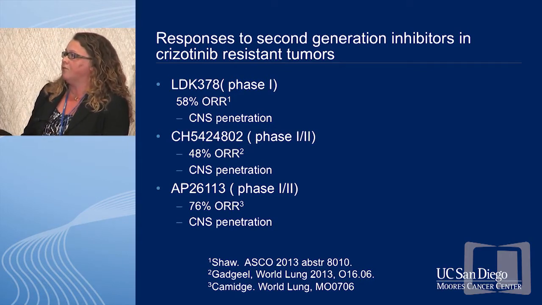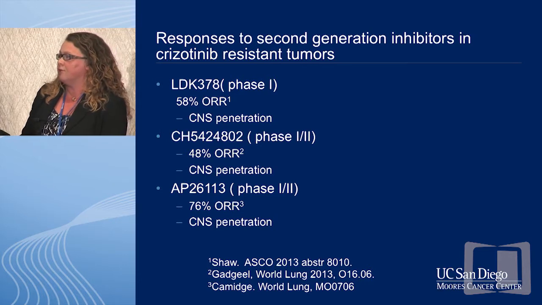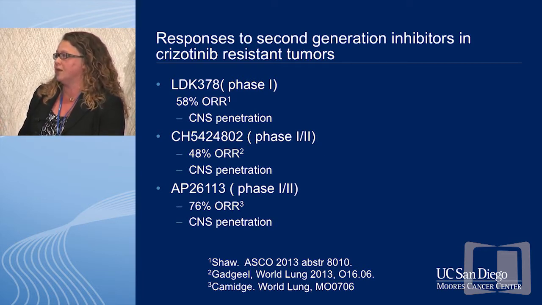The LDK378, which is currently in phase 2, the phase 1 showed that there is a 58% response rate in patients who develop resistance to crizotinib. Chugai compound gives you about 48% response rate, and Ariad compound gives you about 76% response rate. The most important thing that all of those three compounds have a CNS penetration. So if your patient develop recurrence on crizotinib in the brain, if it's one recurrence, you can do stereotactic radiation, but if it's a multiple recurrence, there are options that are available to you, and the trials are actively accruing, and there are several sites in the US.